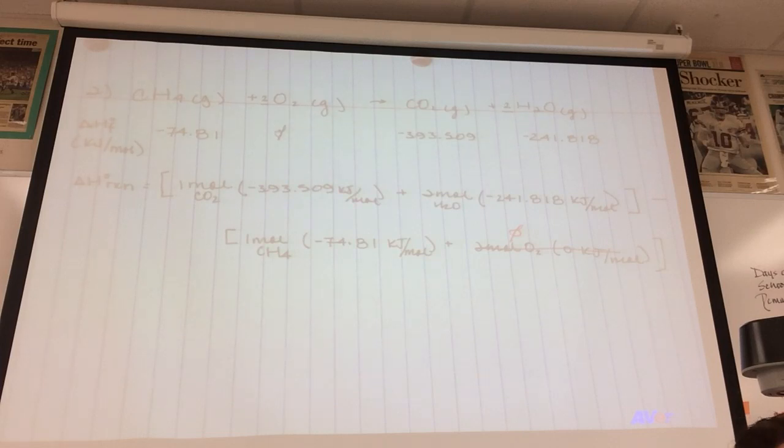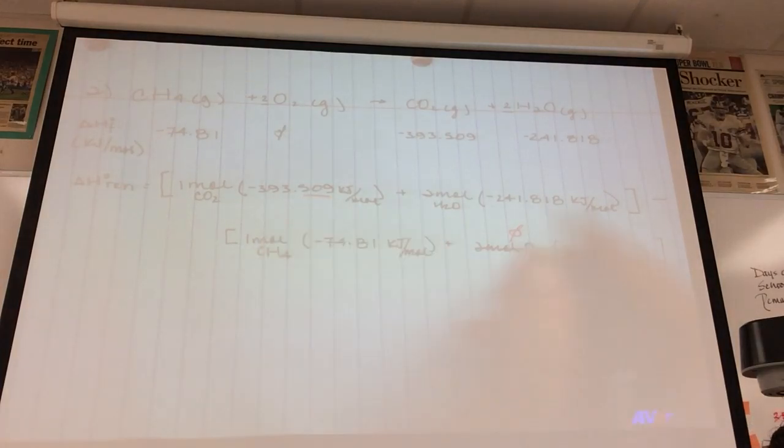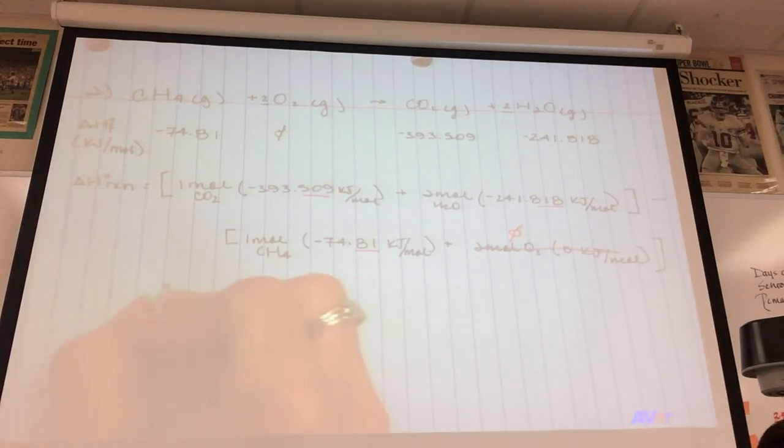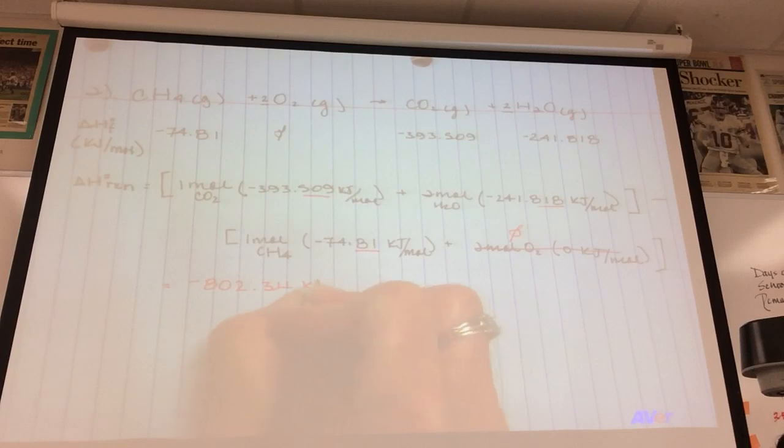And it might be easier to just do this so you don't even have to deal with it. Again, just watch your calculator plugging here. You've got negative 393.509 plus 2 times negative 241.818. I hit equals, and then I subtract negative 74.81. In regard to my sig figs, thousandth place, 100th place, maintaining that, and I've got negative 802.34 kilojoules.